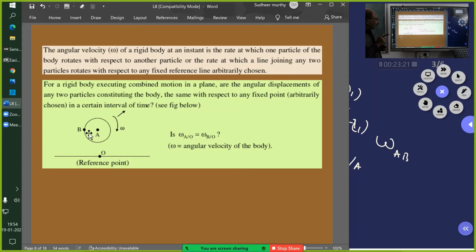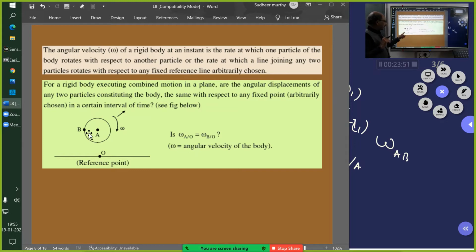So now the question is whether the angular displacements of two particles constituting the rigid body are the same with respect to any fixed point arbitrarily chosen in a certain interval of time. Sir, it is rotating about point B. Now don't ask me a counter question. They are not told that. The reference point O is fixed. That is one thing.